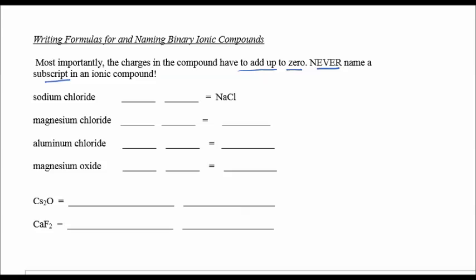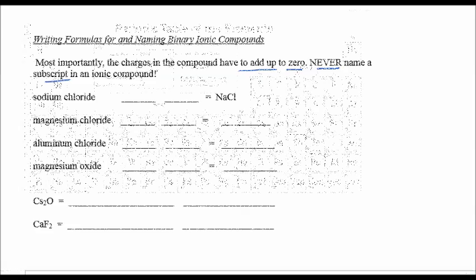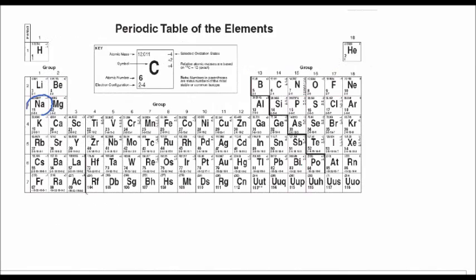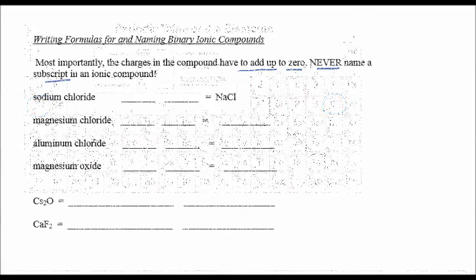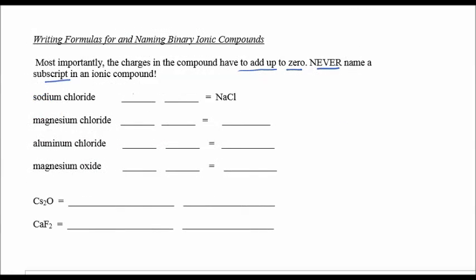So sodium chloride. If I look for sodium chloride in the periodic table, sodium in a compound has a charge of +1. And the top number of chlorine has a charge of -1. Most importantly, we have a metal and a nonmetal. So sodium has a charge of +1. Chlorine has a charge of -1. So we end up with the formula NaCl, because 1 positive and 1 negative end up adding to 0.